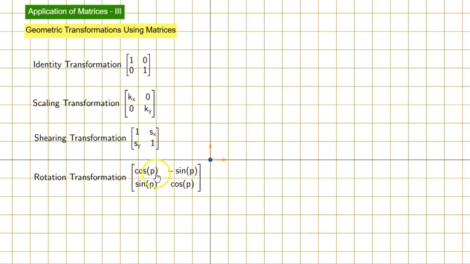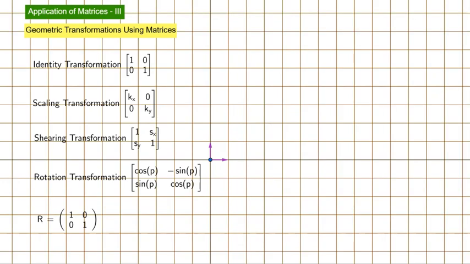Rotation transformation is a matrix composed of cos p, minus sin p, sin p, cos p. Now to begin with, let's keep the angle as 0. And now let's apply the transformation. Since the angle is 0, we have 1, 0, 0, 1. Cos 0 is 1, minus sin 0 is 0, sin 0 is 0, cos 0 is 1. And let's apply the transformation to the vectors.